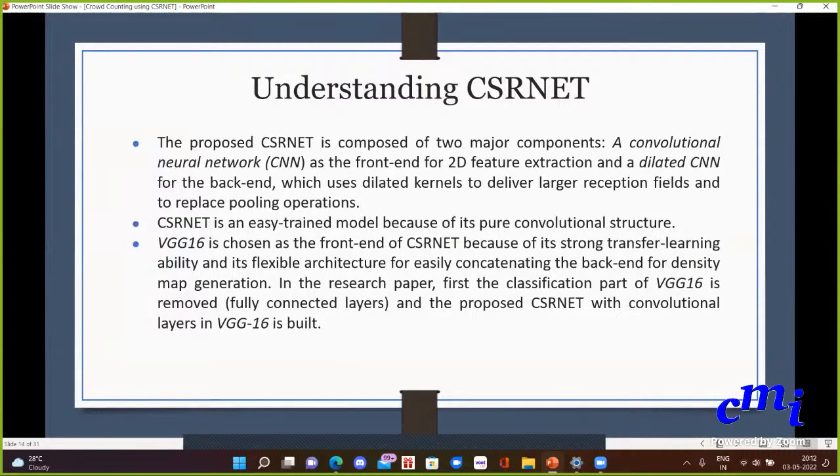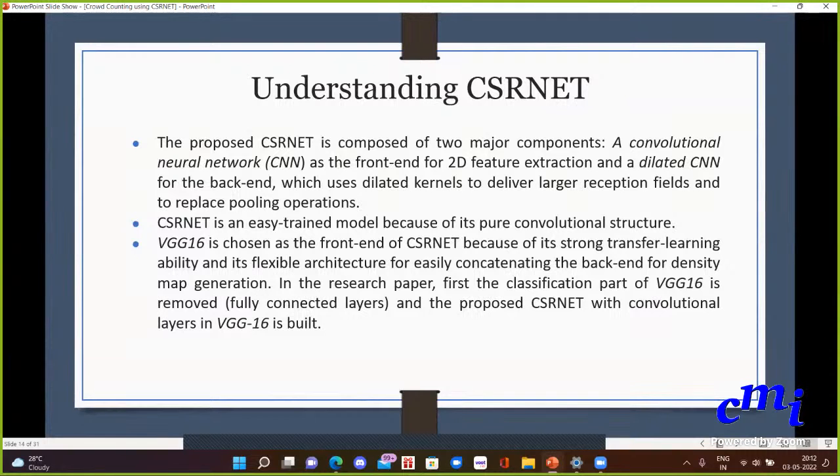So let us first understand the basic architecture of CSRNet. The proposed CSRNet is composed of two major components: a convolutional neural network at the front end, which is used for 2D feature extraction, and a dilated CNN for the back end. And it uses dilated kernels to deliver larger receptive fields, and it actually replaces the pooling operations. CSRNet is an easily trained model because of its pure convolutional structure.